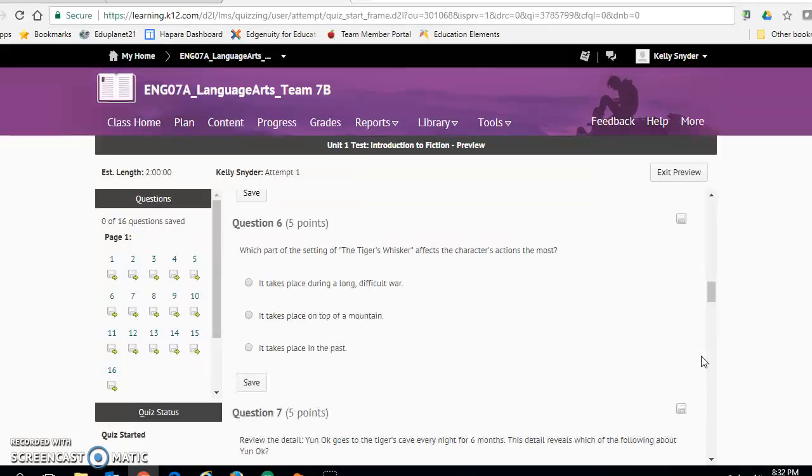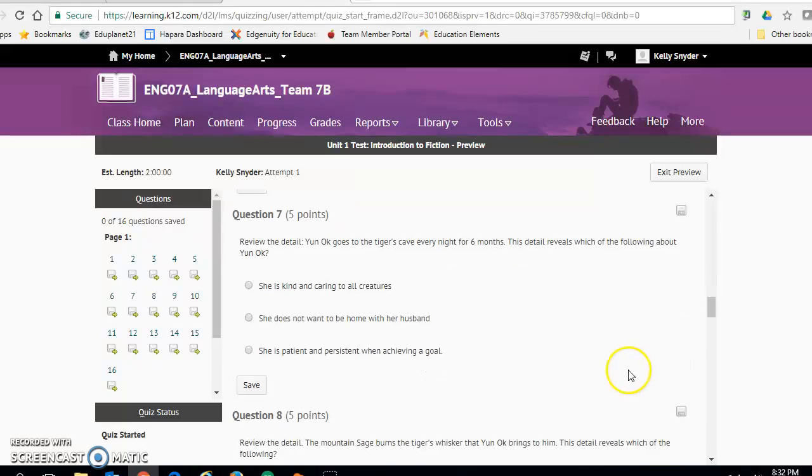Okay, moving on to question 6. Which part of the setting of The Tiger's Whisker affects the character's actions the most? It takes place during a long, difficult war. It takes place on top of a mountain. It takes place in the past. Question number 7.